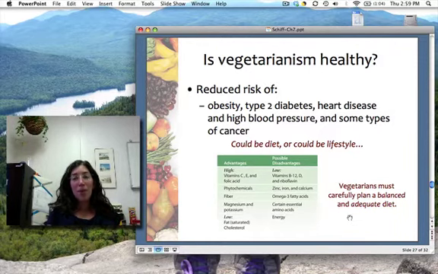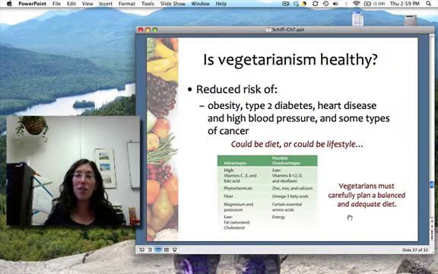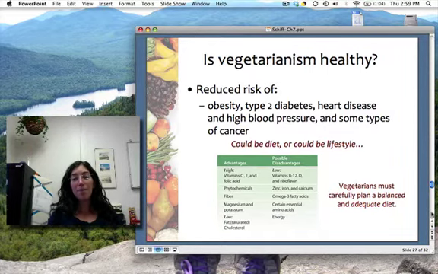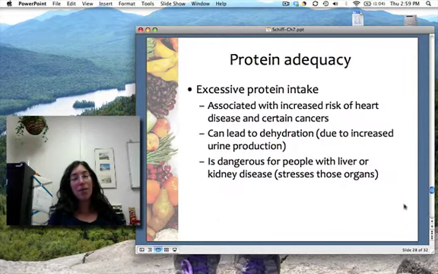It's really important that vegetarians have a balanced and adequate diet, that they plan complementary combinations of different types, that they're getting a balance of different food groups within the plant foods, and that they're eating enough of them so that they get enough calories and enough of these limited micronutrients. But otherwise, it's a perfectly healthy diet for people.